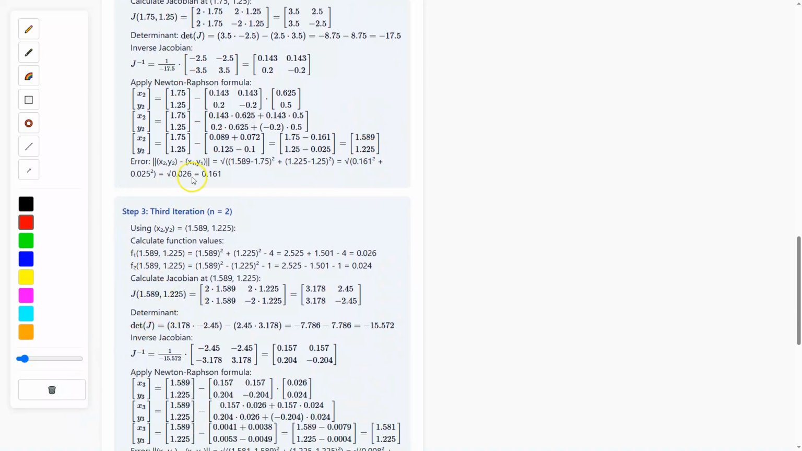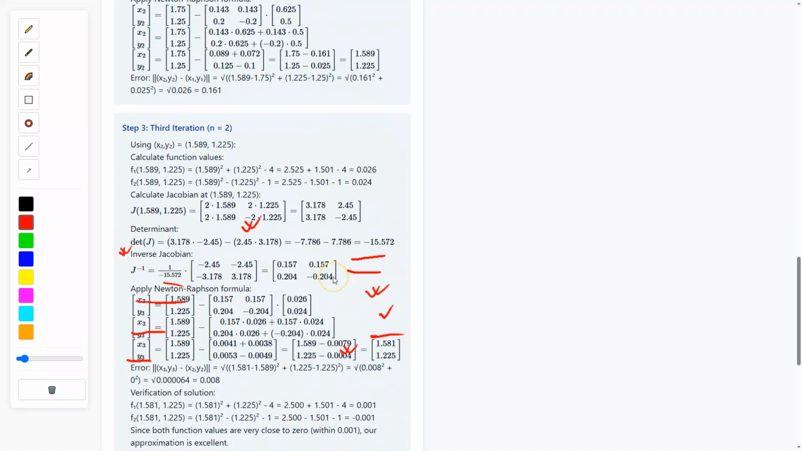So here again, using that x2 and y2 value, we have to calculate f1. F1 is nothing but 0.026, f2 is 0.024, and again calculate the Jacobian. Plugging in that x2 and y2 value, we'll get the Jacobian, then calculate the determinant, which is minus 15.527, and then again we have to calculate the inverse of the Jacobian.